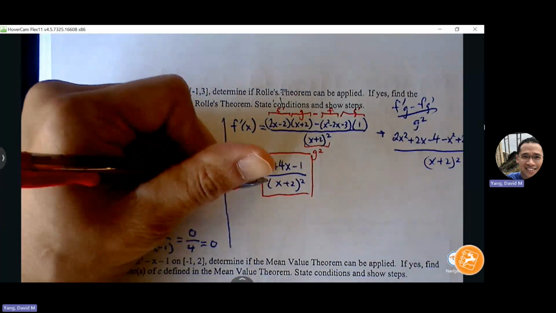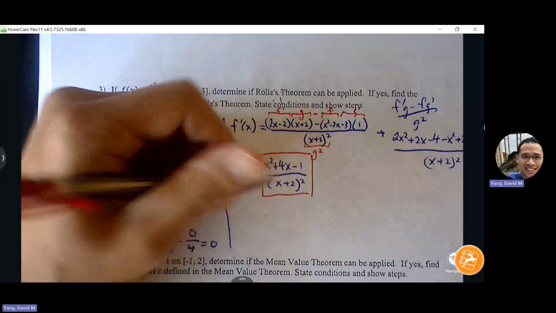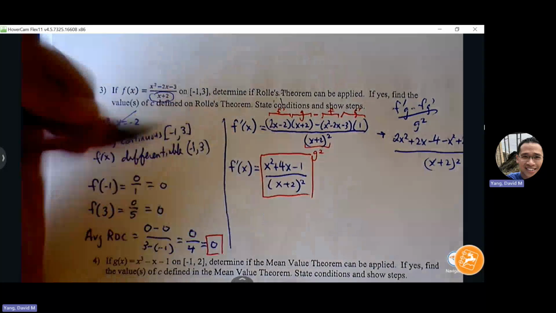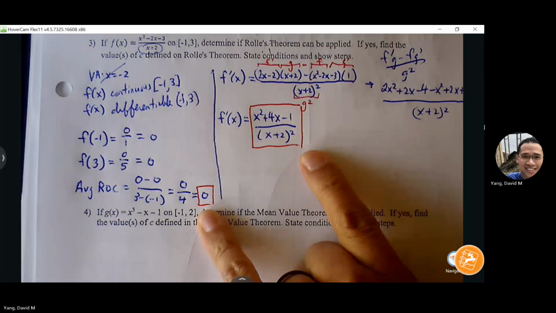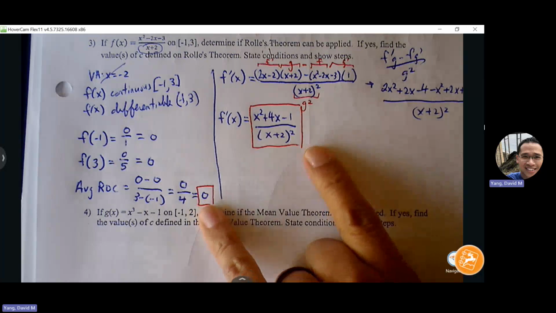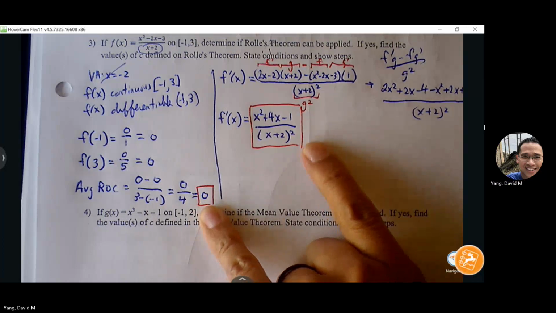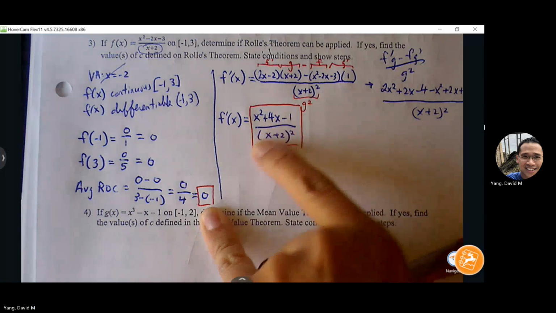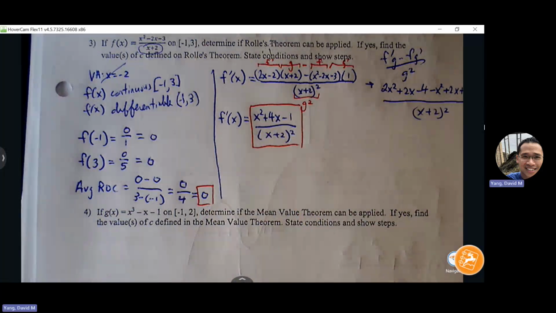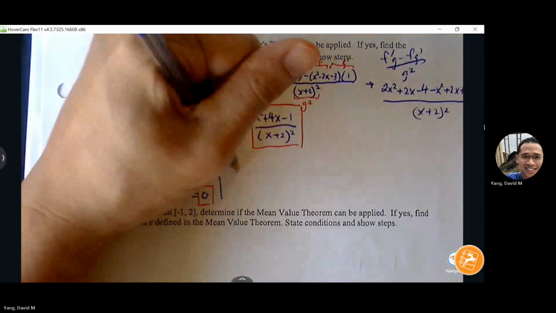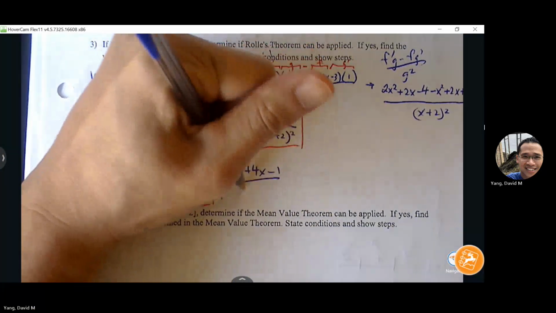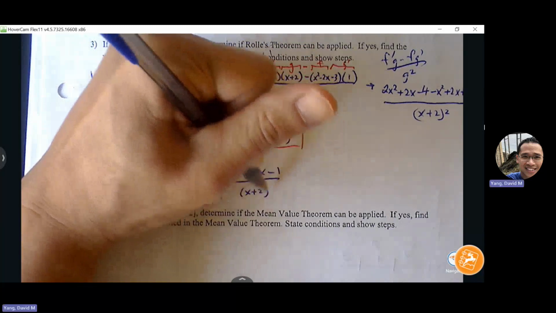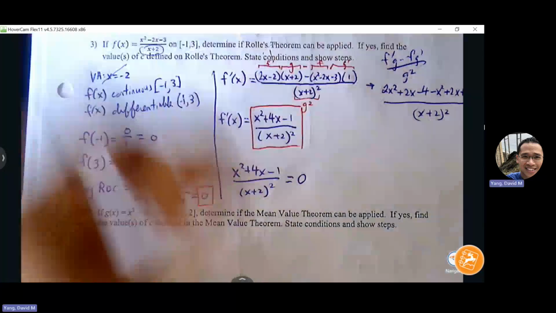There's my instantaneous rate of change, or formula for my instantaneous rate of change. This is my average rate of change. What am I going to do with these? Set them equal. Now, if I set them equal to each other, what does that really mean, especially when I have a numerator denominator fraction here? How would you proceed from here?